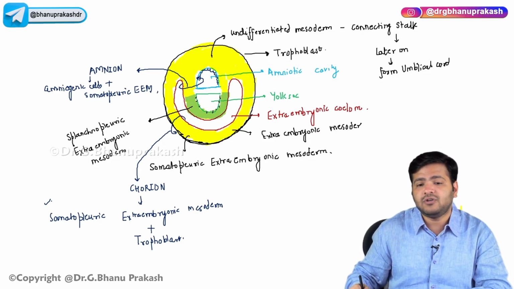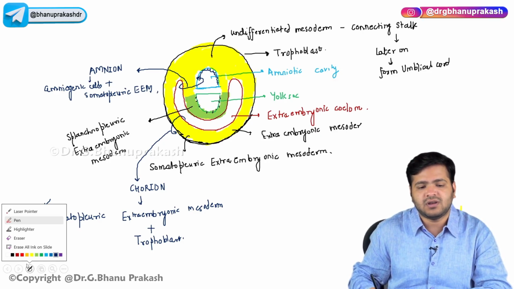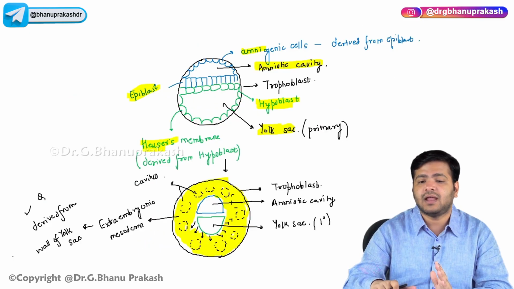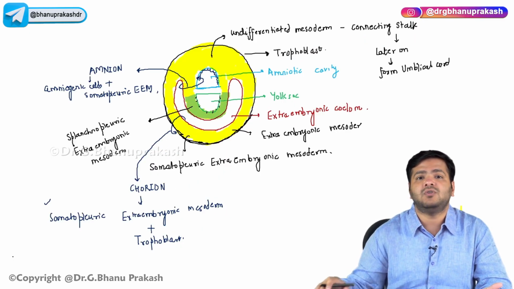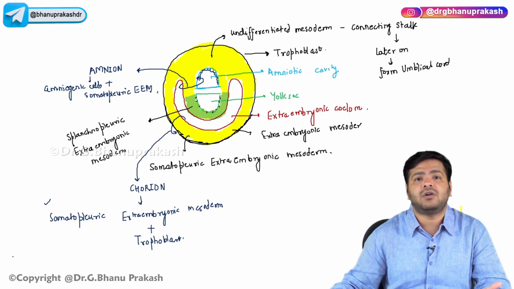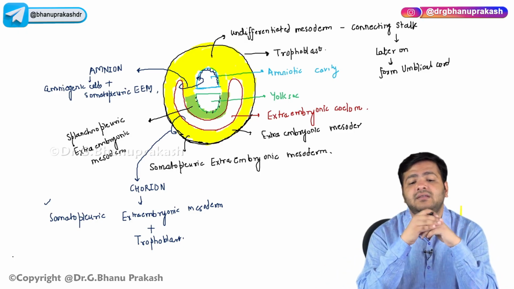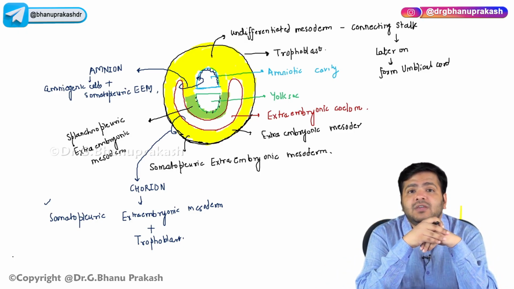Apart from that, you have to remember one more important thing. Now, we already know that there was earlier primary yolk sac, okay? There was earlier primary yolk sac. Now, what will happen? The yolk sac which is inside, right? The primary yolk sac.